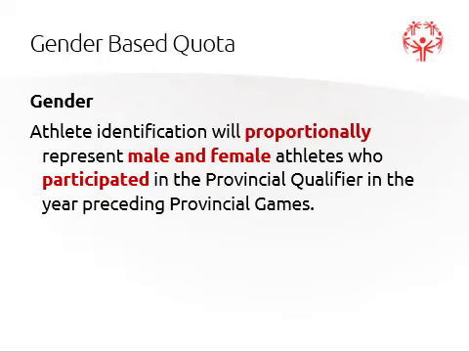Now that we know how many athletes we can advance from each conference, we have to look at the gender breakdown at the competition. Remember, according to our policy 7000-304, Athlete Identification Criteria, athlete identification will proportionally represent male and female athletes who participated in the Provincial Qualifier in the year preceding Provincial Games.